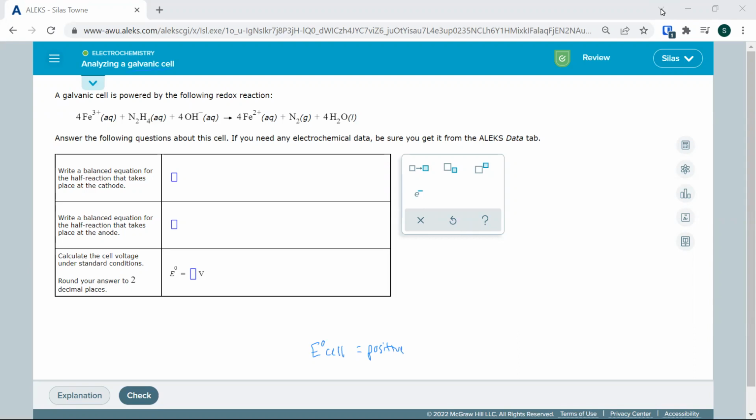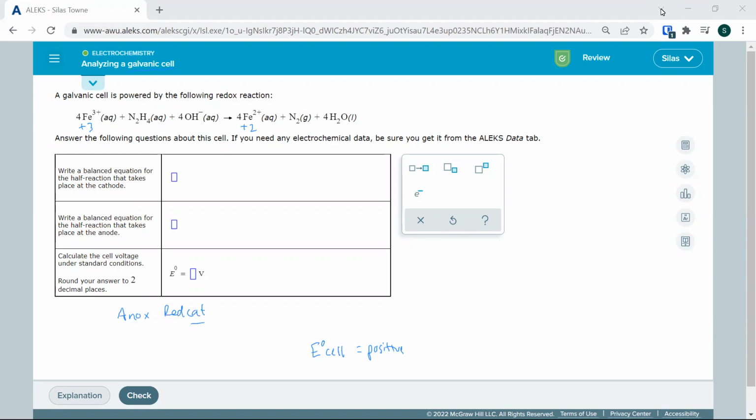So I'm going to analyze this first with oxidation states. Here I see I have a +3. Here is a +2. So that's a good sign. That is being reduced. We know that an ox, red cat. So that is reduction. So that's our cathode we already have. And we'll write all this out here.